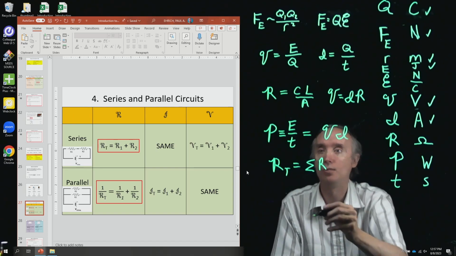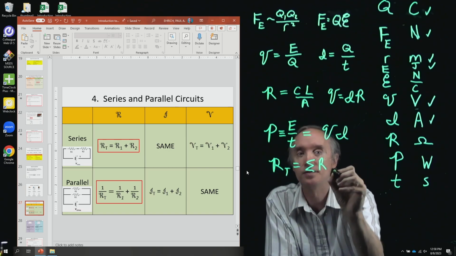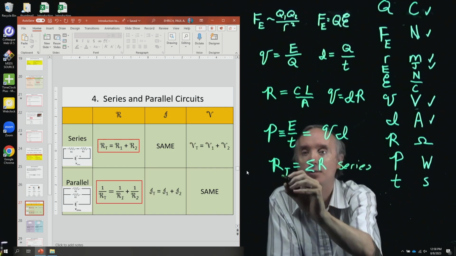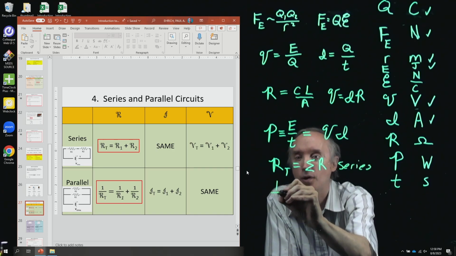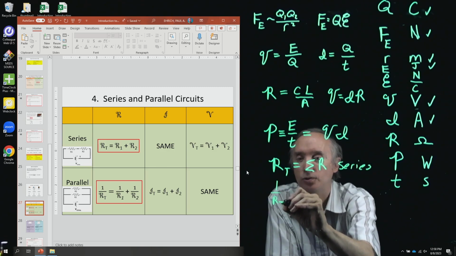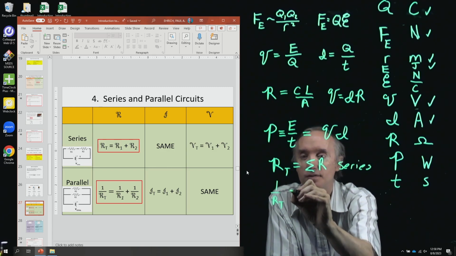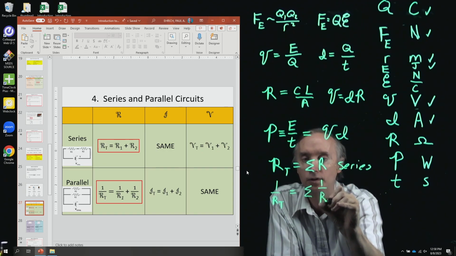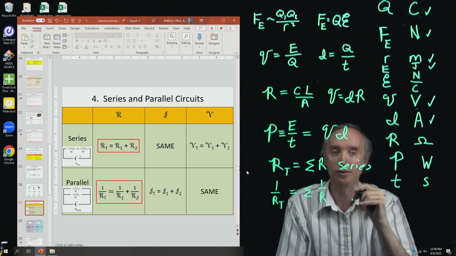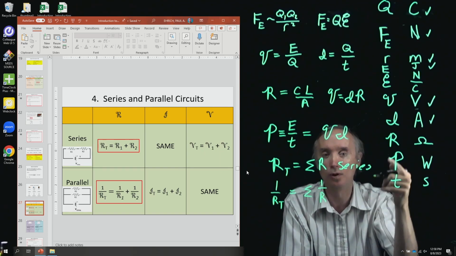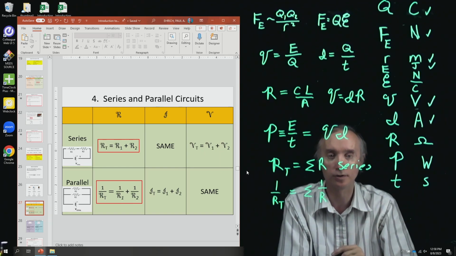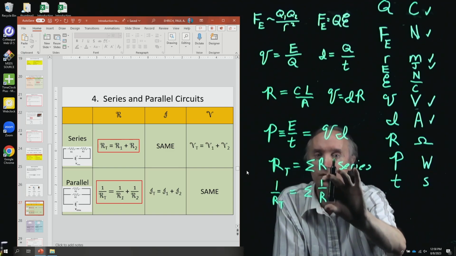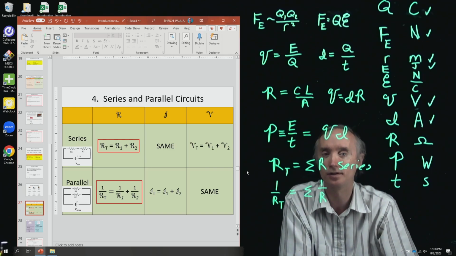So this was when it's in series, okay, and then when it's in parallel, we have to take 1 over the total resistance is equal to the sum of the 1 over the R's. We're only doing two resistors, so it'd be 1 over R1 plus 1 over R2. So this one is a little bit tricky. Make sure that you can do this calculation on the exam.